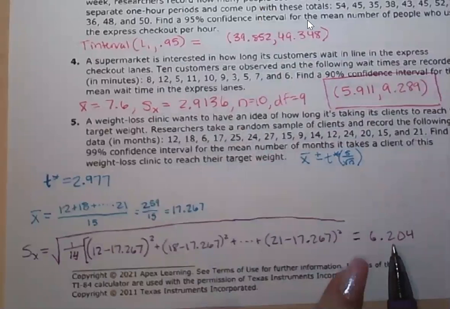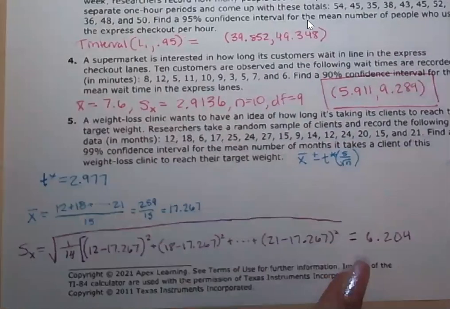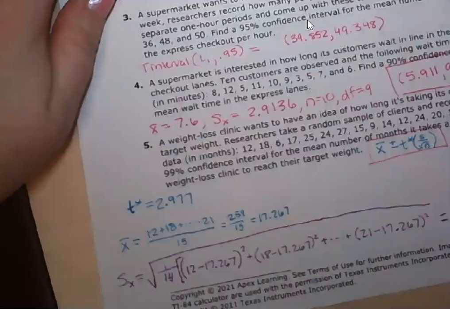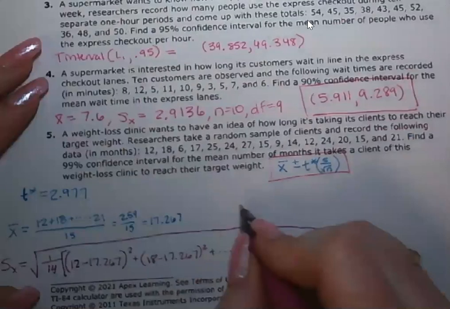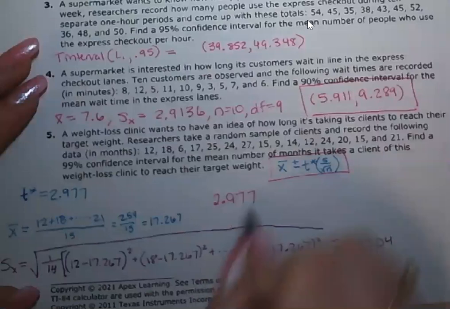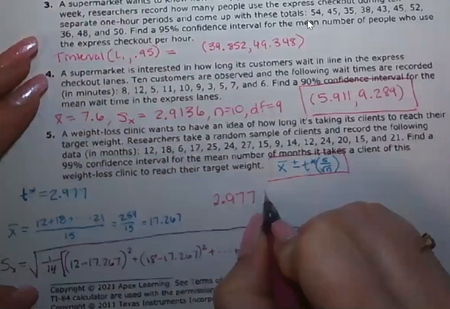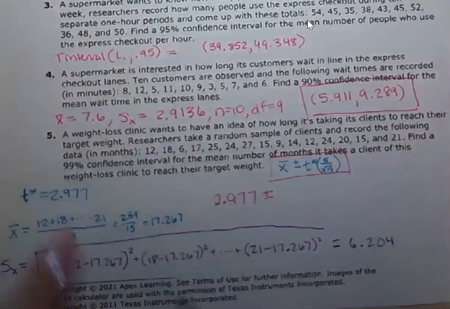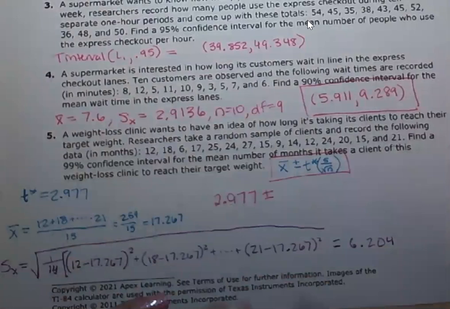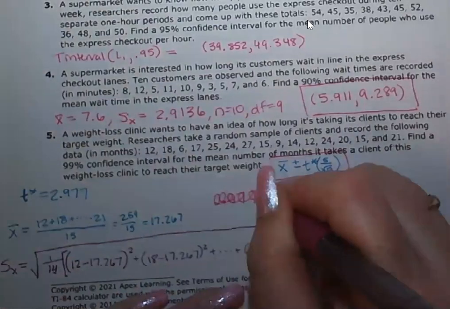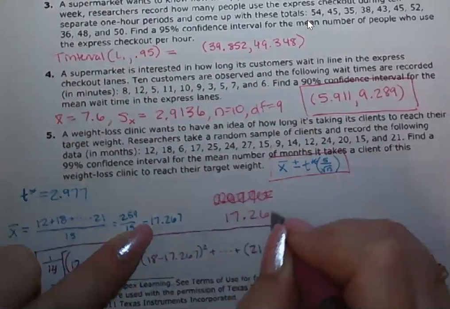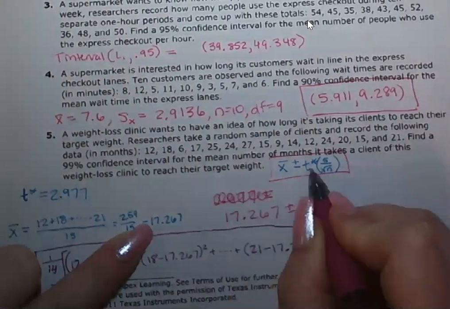So now I can go ahead and calculate my confidence interval. That is X bar, plus and minus to get both boundaries our T star. Whoops, I put the wrong number there. Way to go. And I don't have a whiteout. Okay, so X bar was this number, 17.267. There we go. Plus or minus T star, which is the 2.977.